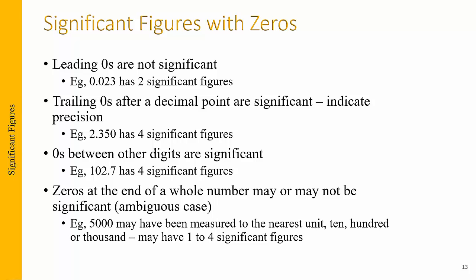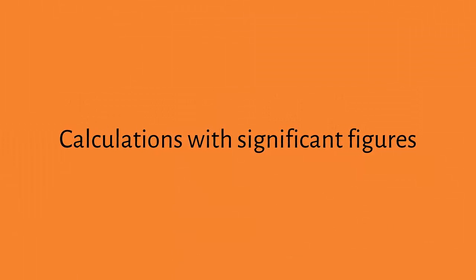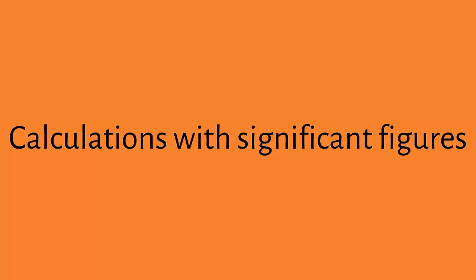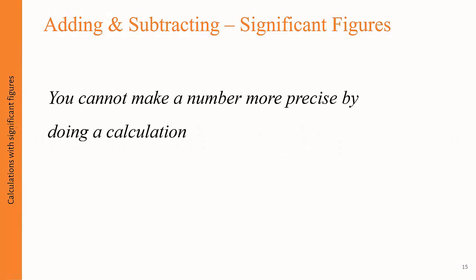And a zero at the end of a whole number may or may not be significant. We don't really know unless we have more information. 5,000 may have been measured to the nearest unit, or 10, or 100, or 1,000. We don't know. If we aren't given any further information, we err on the cautious side and say that that has only one significant figure. We cannot make a number more precise simply by doing a calculation.